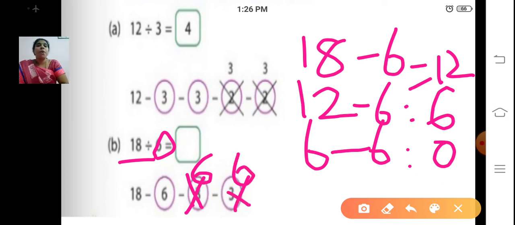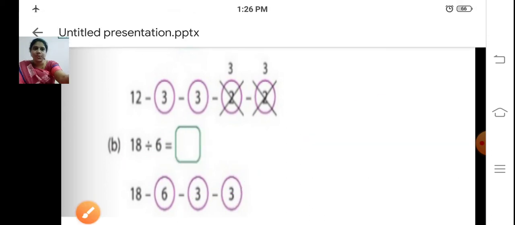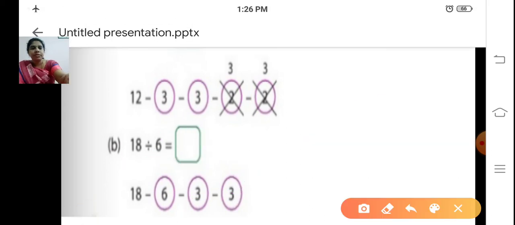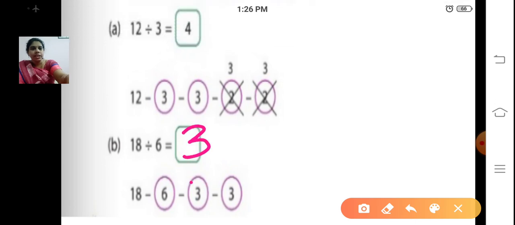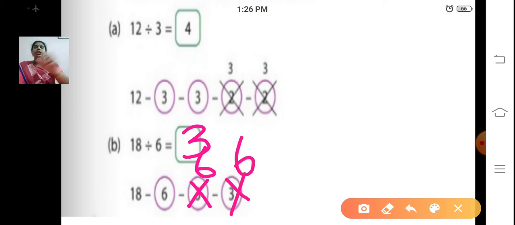Now tell me how many times we have subtracted 6 in this sum. 1 time, 2 times, 3 times. So 18 divided by 6 is equal to 3. Write down 3. Here we should write 6, here also we should write 6. So 18 divided by 6 is equal to 3. Shall we do one more sum?